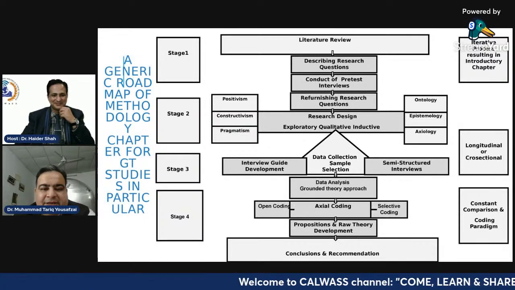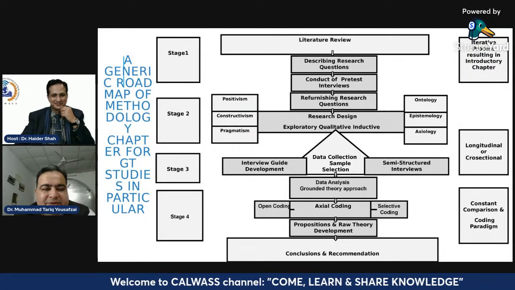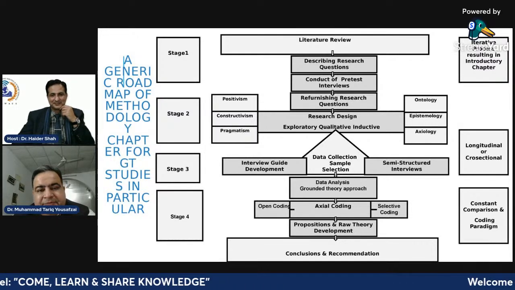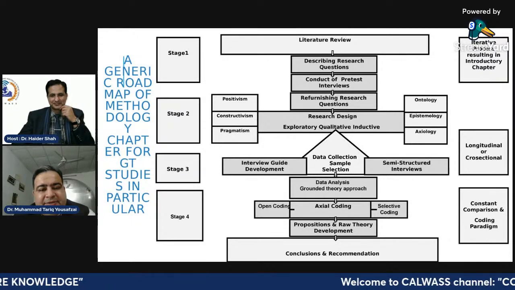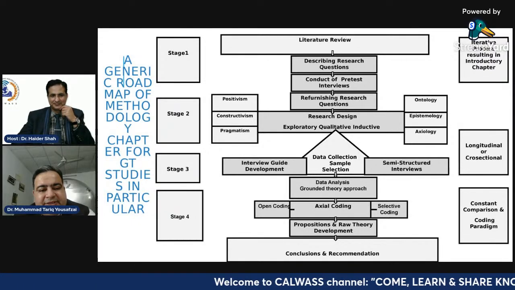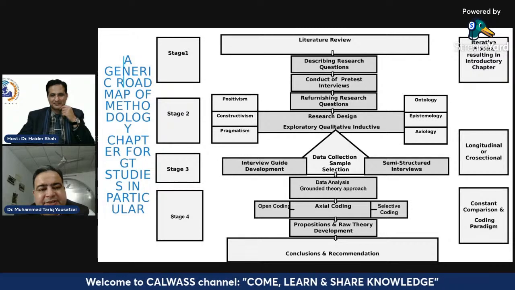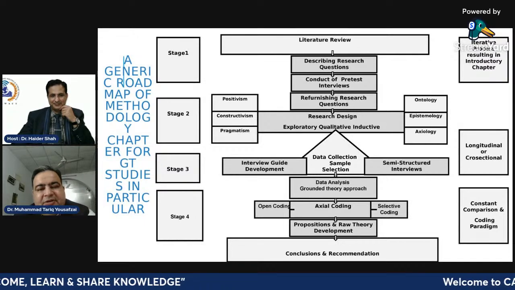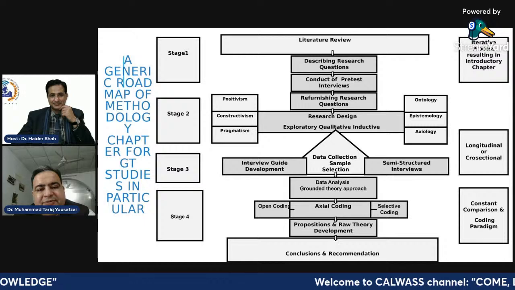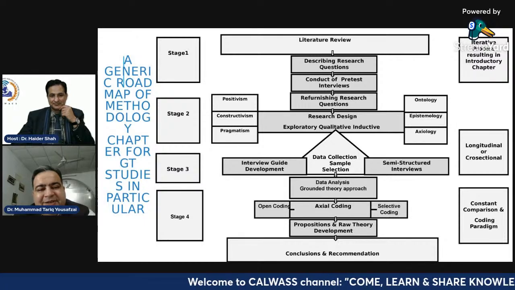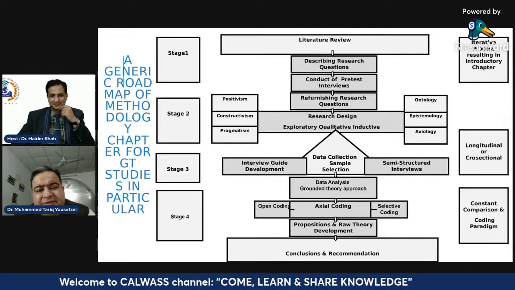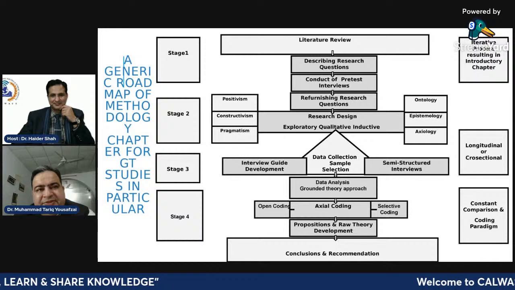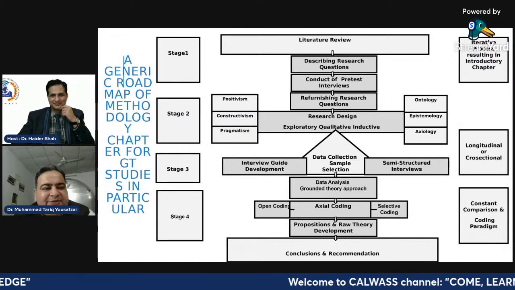And now, moving ahead, I have listed a generic roadmap of methodology chapter for grounded theory studies, in particular. So basically, I have designed the methodology roadmap in 4 stages. Stage one comprises of initial literature review, where you read the seminal and germinal authors in the field, as well as try to understand what is happening in the current debates. You come up with research questions. For research questions, I would suggest a book as well as a paper by Dr. White, Who is Afraid of Research Questions.